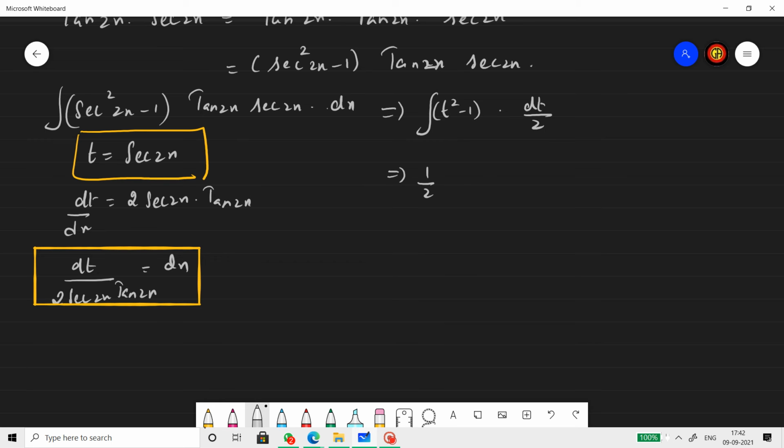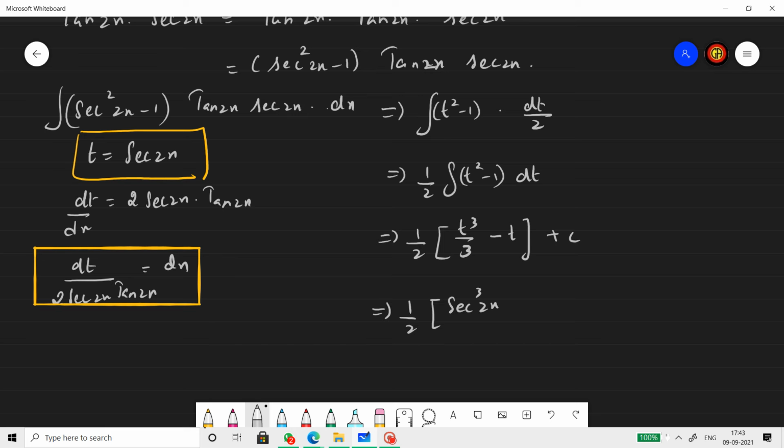1 by 2 will stay out of integration. t square minus 1 into dt. So that means 1 by 2 of t cube by 3 minus t plus c. Substitute t back into the answer. So sec 2x cube by 3 minus sec 2x plus c.